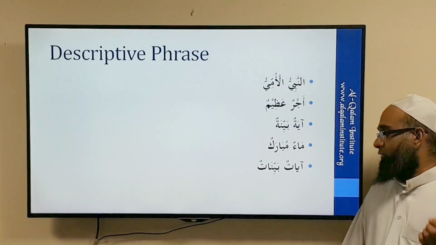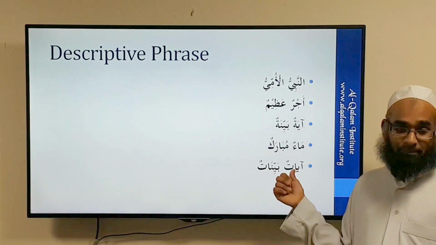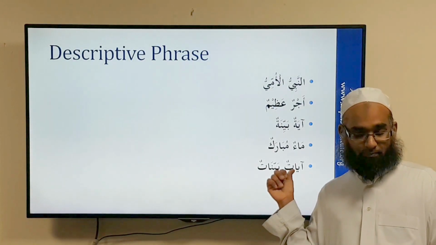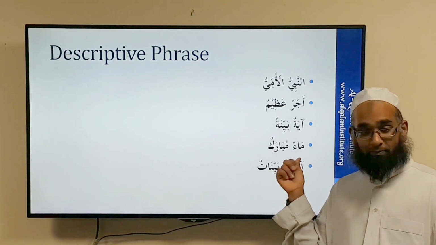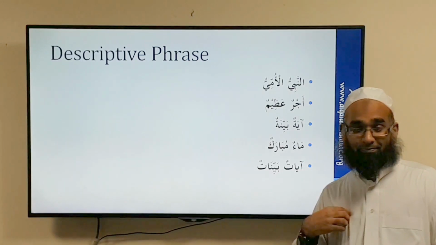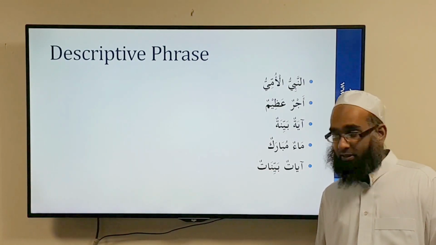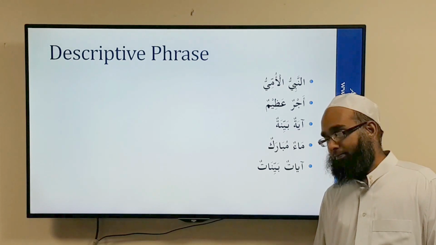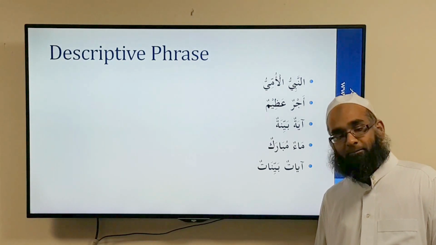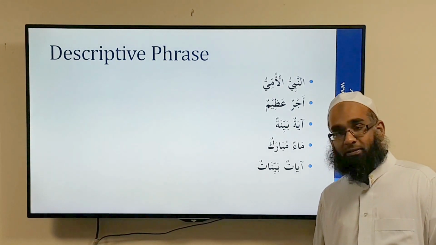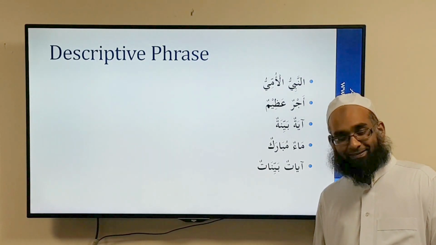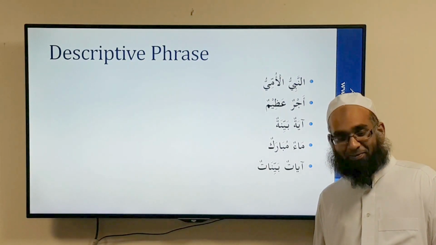No. So an ayah is singular, is it plural? It's singular. Do you agree? Is it singular? No, it's plural. Why is it plural? Because it has atun on the end. What kind of plural? Is it mukassar or salim? Mukassar. You can always test it.